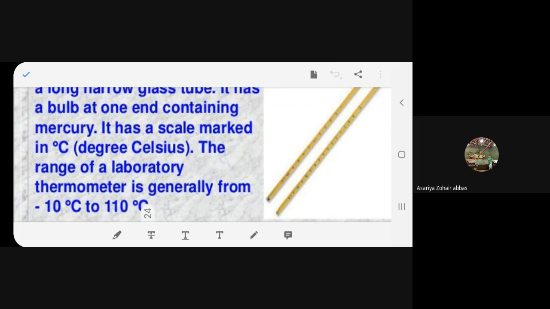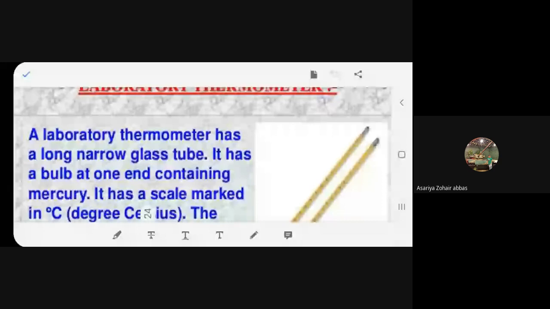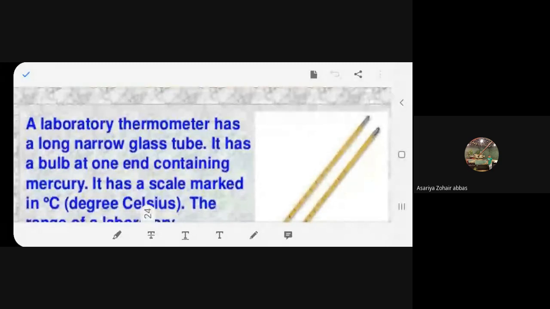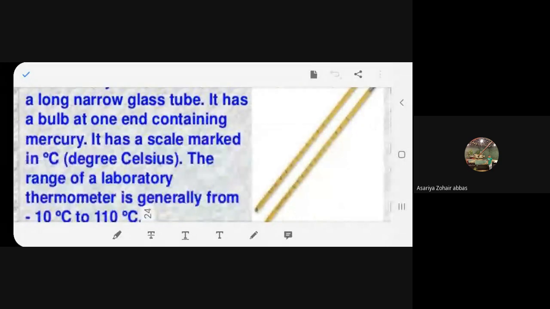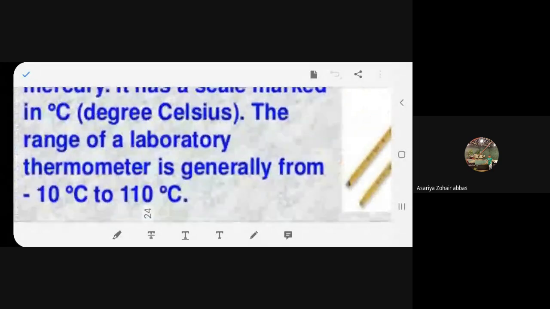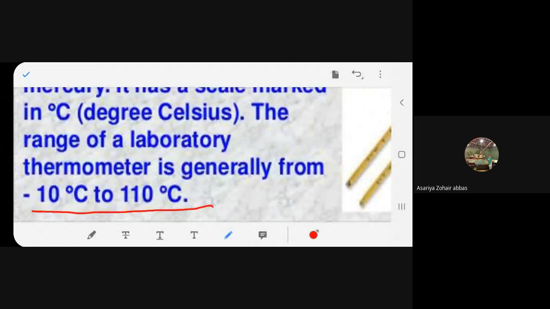Now this laboratory thermometer, again it is made of a long, narrow glass tube. Again it has a bulb at one end which has mercury, and a scale in degrees Celsius. Now you see the range. The range is minus 10 to 110 degrees Celsius. This is the change. And also it does not have the kink.